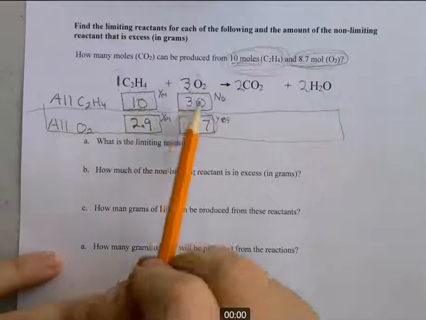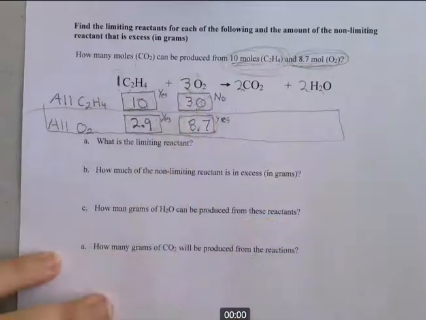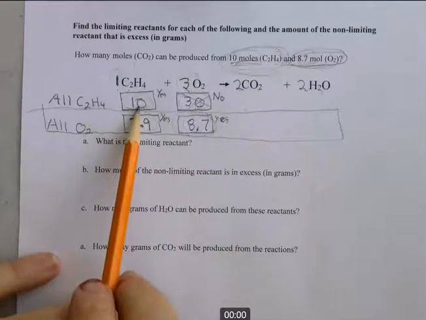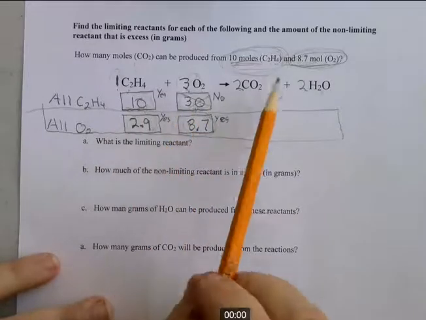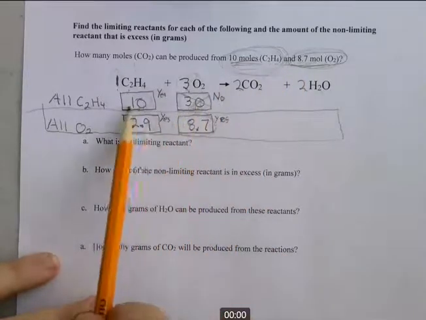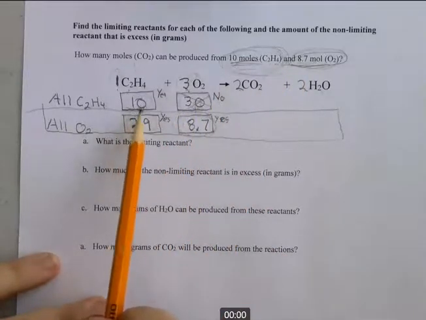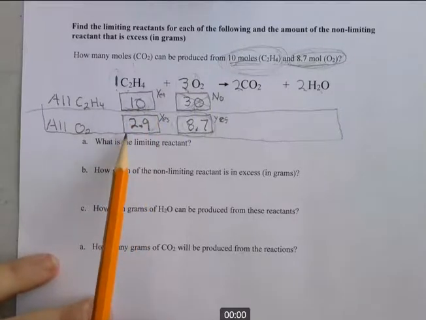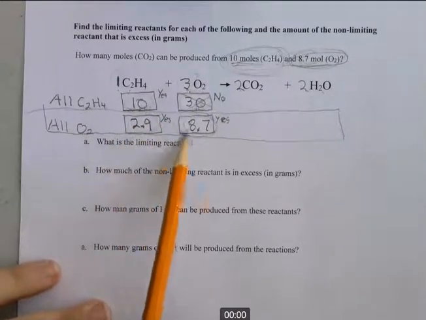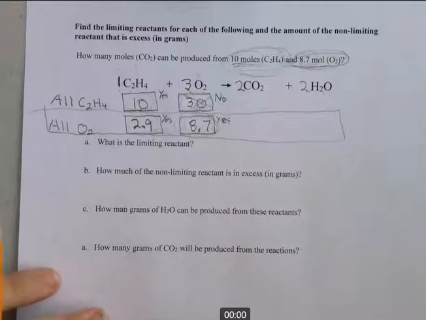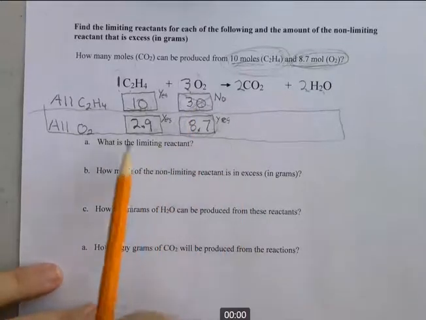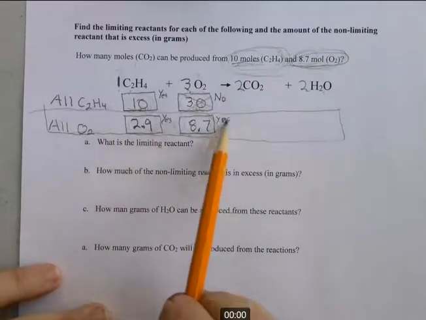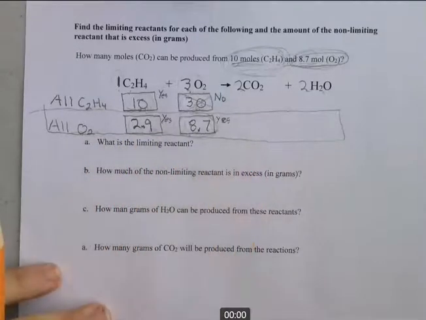You can't run this reaction because you don't have enough oxygen to burn all of that. You're going to run out of oxygen because you were only given 8.7 moles. So that means you're going to have C2H4 left over here. Okay? So this is the reaction that can actually run. The row that has the 2 yeses in it is the reaction that will actually work.